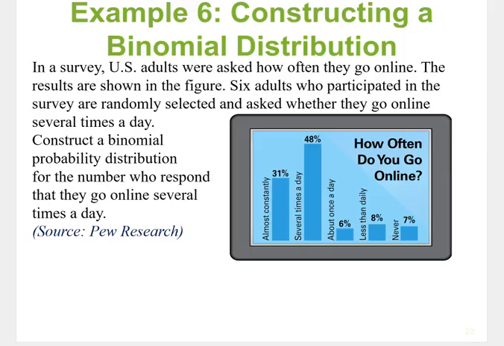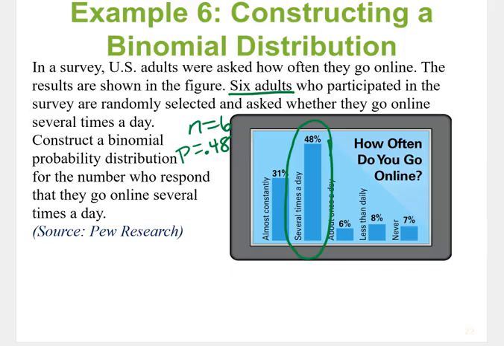All right, U.S. adults were asked how often they go online. Results are shown in the figure. Okay, 6 adults, so that's my N. N equals 6. Who participated in the survey are randomly selected and asked whether they go online several times a day. So we are only looking at this one right here. So our P is 0.48, which of course was not one of the ones that was on the chart. So not good for us. That means we're going to have to do that formula over and over and over again.